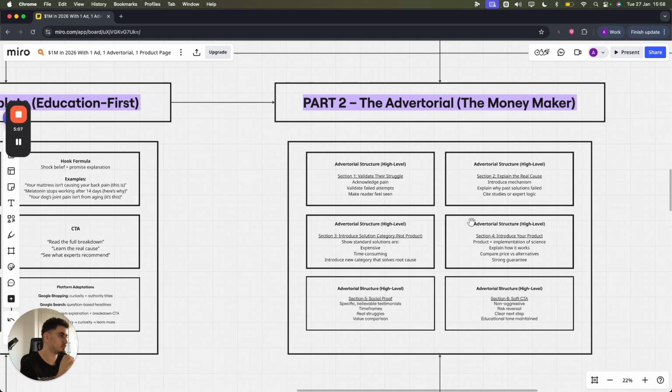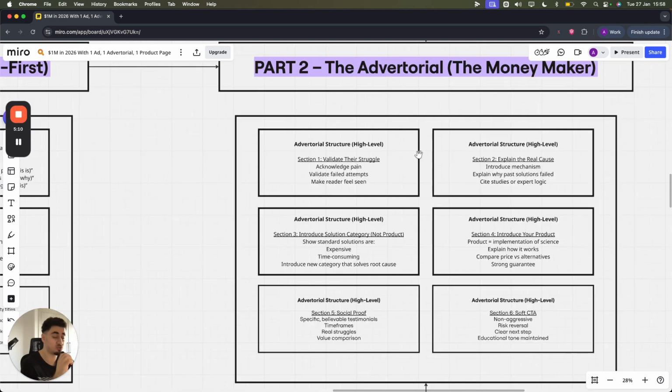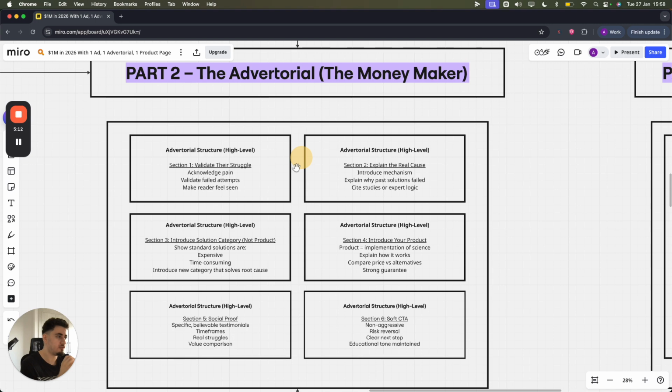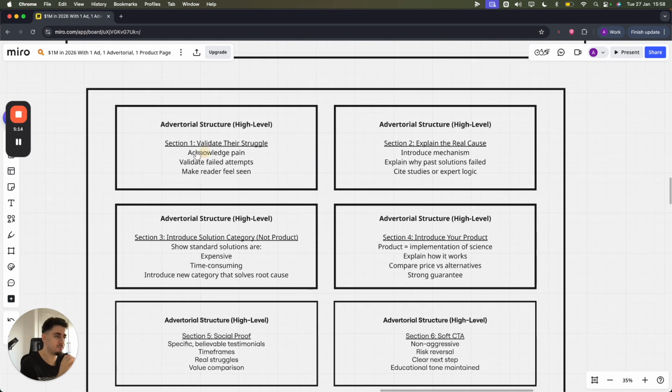And then part two, right, the actual advertorial and the actual structure that is working well right now. So this is important, right? So your first section, you want to validate their struggle. You want to acknowledge their pain, validate their failed attempts, and you want to make them feel seen. This is very important. Make them feel seen. Make them feel like you actually understand what they're going through, right?